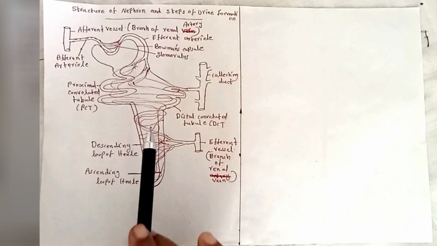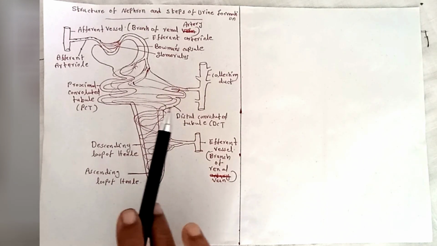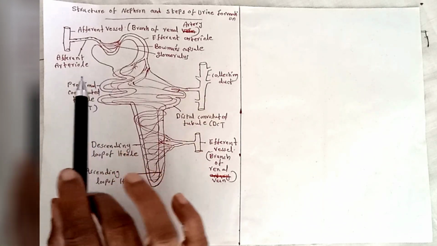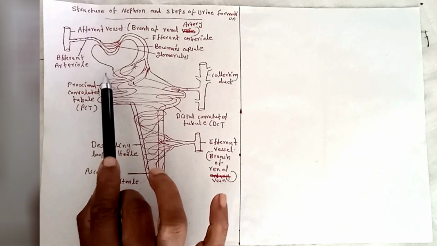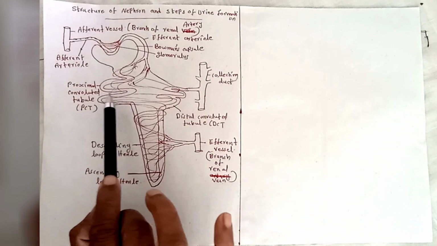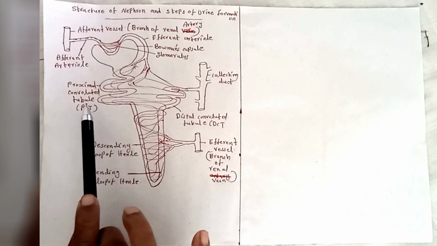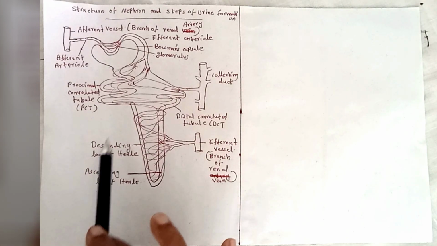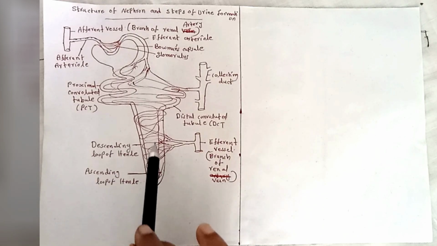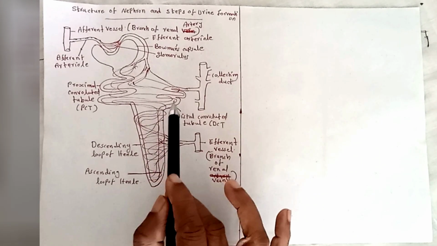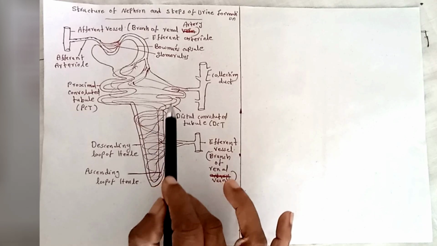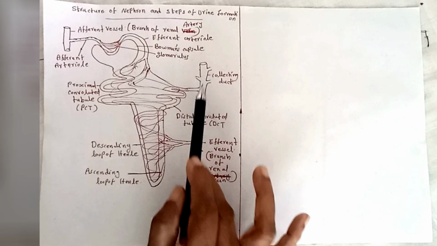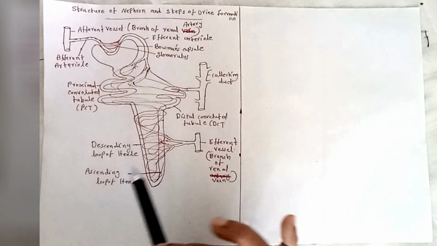Once more, there are two main parts. A tubular part that starts from Bowman's capsule and the proximal convoluted region and Henle's loop. The Henle's loop has a descending loop and an ascending loop. Then again coiled to form the distal convoluted part, and this joins the collecting duct. That is the tubular part.